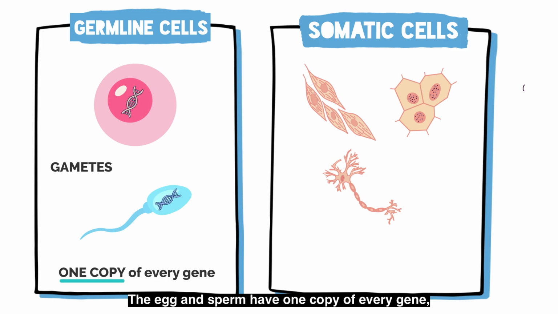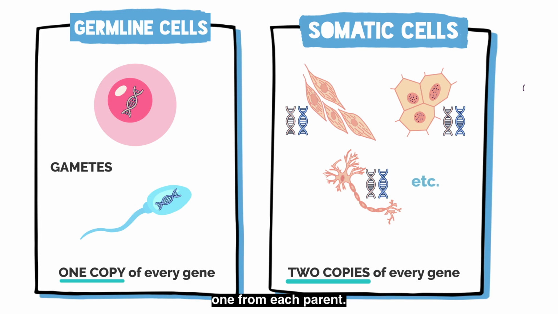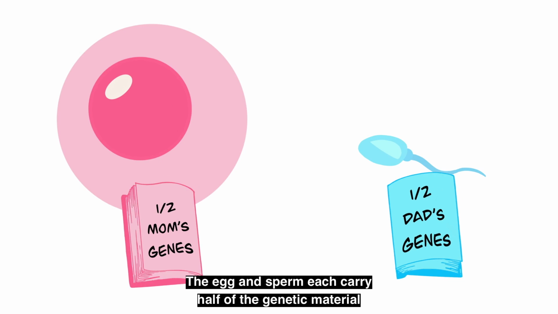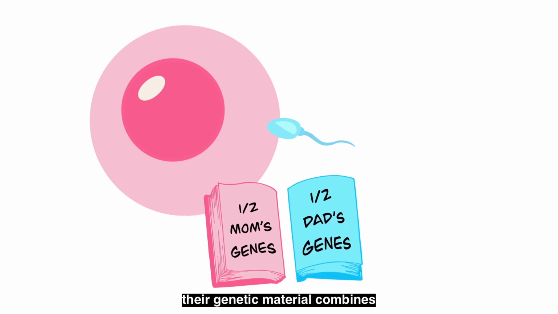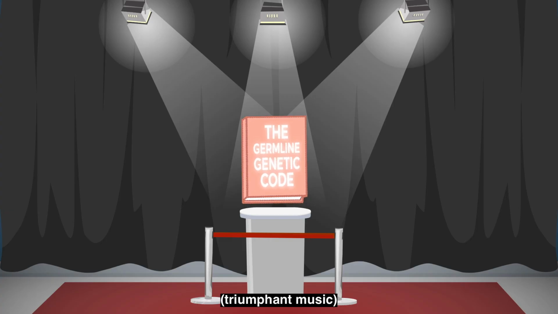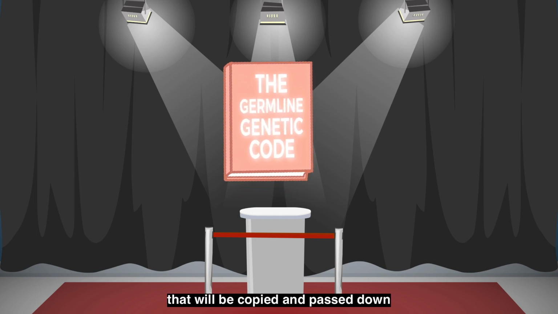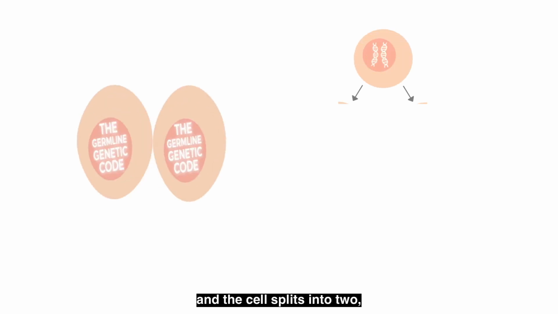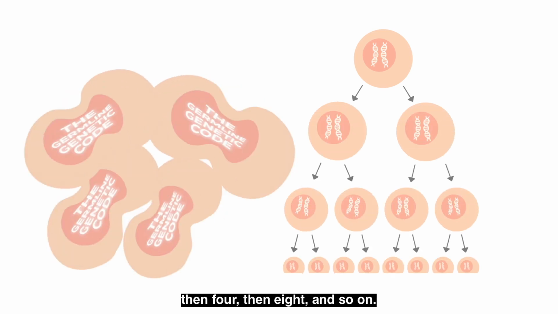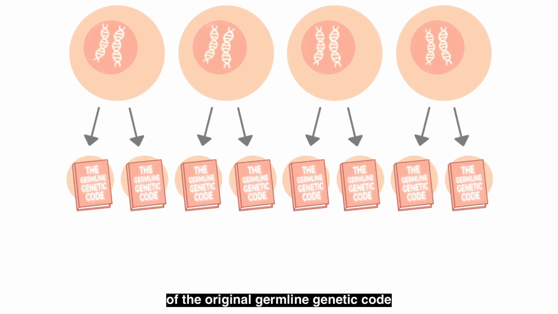The egg and sperm have one copy of every gene, while the somatic cells have two copies, one from each parent. The egg and sperm each carry half of the genetic material needed to create a human. When the sperm fertilizes the egg, their genetic material combines and the first cell is created. This is the genetic code that will be copied and passed down to every cell that makes up this new life. The genetic code is then copied and the cell splits into 2, and then 4, and then 8, and so on. These cells all carry copies of the original germline genetic code, since they all came from the original germ cells and gametes.